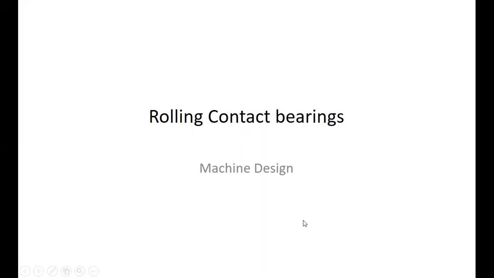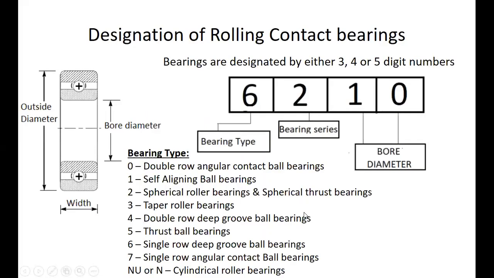So we'll start with rolling contact bearings. Let us first see the designation of rolling contact bearings. The bearings are designated by either 3, 4, or 5-digit numbers. So you can see here 1, 2, 3, 4. The bearings are either designated by 3, 4, or 5 numbers.